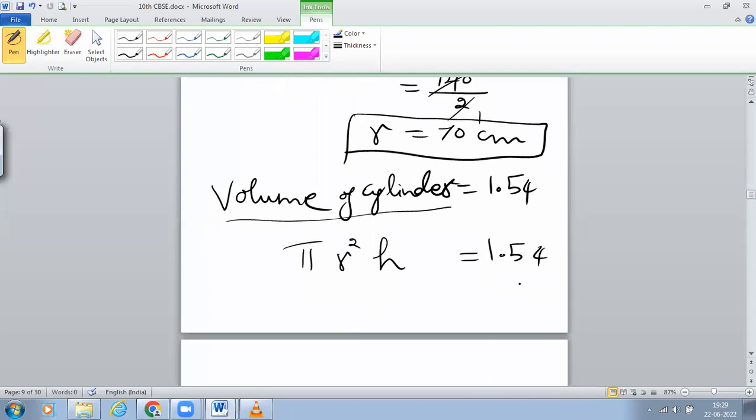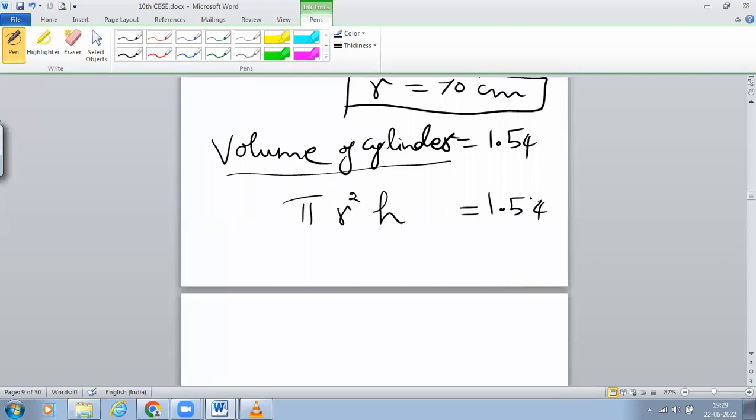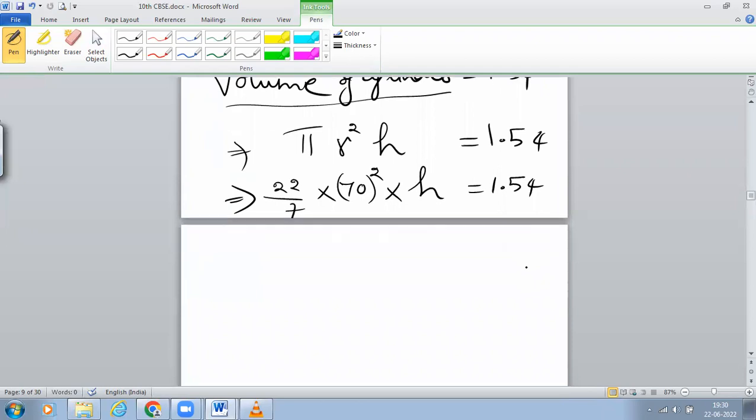Now we have to replace the known values in the left hand side. So pi r square into h is equal to 1.54. I'm replacing this volume of cylinder by its formula. Now replacing the known values. The value of pi is 22 by 7. So 22 by 7 into, what is the value of radius? Radius is 70, right? So r square means 70 square, the meaning of 70 square is 70 into 70. So 22 by 7 into 70 into 70 into h is equal to 1.54.